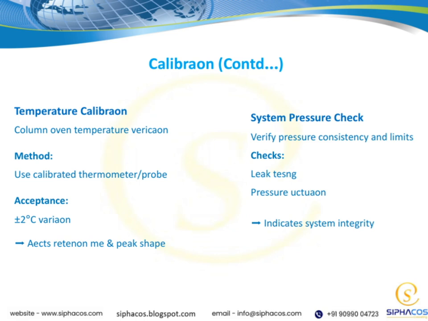Next, we come to temperature calibration. It's essential to verify the temperature of the column oven regularly. We do this using a calibrated thermometer or probe to ensure accuracy. The acceptable variation here is within plus or minus 2 degrees Celsius. Why is this important? Because temperature directly impacts retention time and the shape of the peaks in our chromatogram, affecting the quality and reliability of our results.